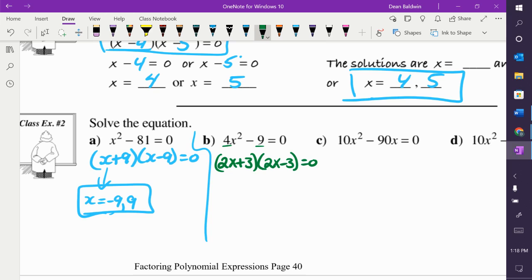So what do we do to solve this? You ask yourself, what makes each bracket equal to 0? If you don't see it right away, you can literally just go 2x plus 3 has to equal 0, and then solve for x. So I'm going to move the 3 over and divide off the 2.